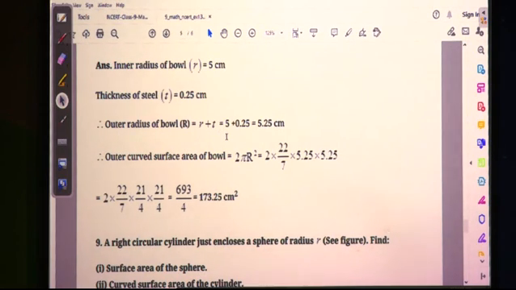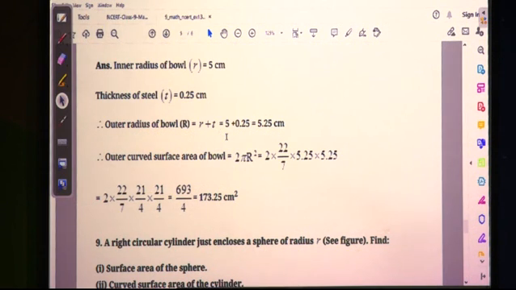Outer curved surface area of bowl is what? Now, we have got the outer radius of the bowl, so we can very easily calculate the outer curved surface area of the bowl. It is 2 pi capital R square. Here capital R is denoting the outer radius of the bowl, whereas small r is denoting the inner radius of the bowl. So, it is 2 pi capital R square equals 2 into 22 upon 7 into 5.25 into 5.25.